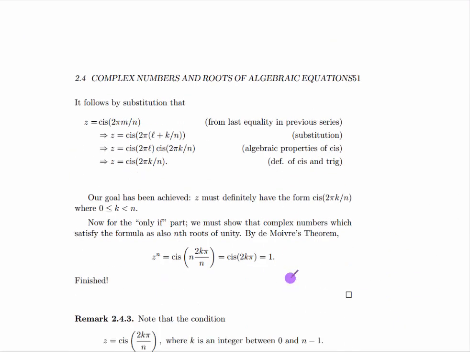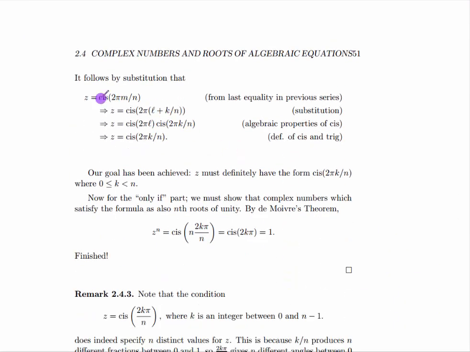Okay. All right, so if I plug this in, z equals 2 pi m over n. Here I have cis of 2 pi, here's my integer part plus my fractional part. Now I know by the algebraic properties of cis that cis of a sum is the product of the cis's. So I can break this apart: cis of 2 pi L times cis of 2 pi k over n. That just gives me cis of 2 pi k over n. That means z equals cis of 2 pi k over n, and I'm done with the if part.